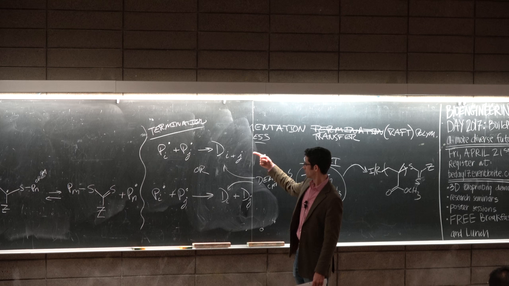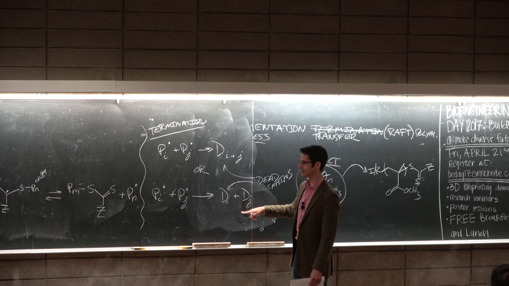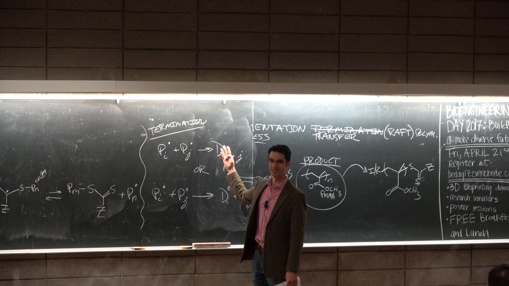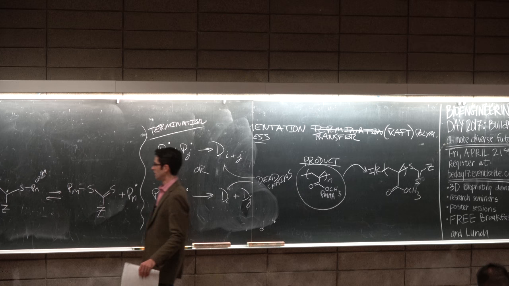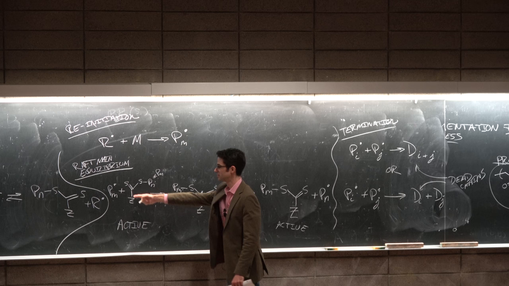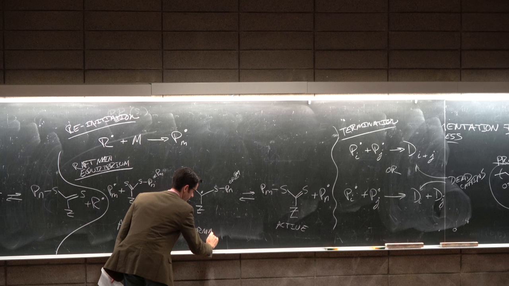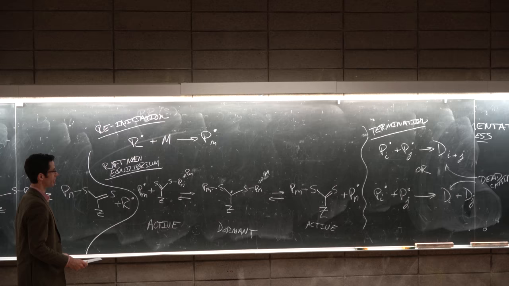Which one is disproportionation, top or bottom? Bottom. Bottom is disproportionation because we have two dead chains of approximately the same size, whereas we have an average doubling of the chain size for combination. Okay, so these two sides are the active side of the main equilibrium, because Pm dot or Pn dot can react with other monomers. And the bis adduct to the RAFT agent is the dormant state.